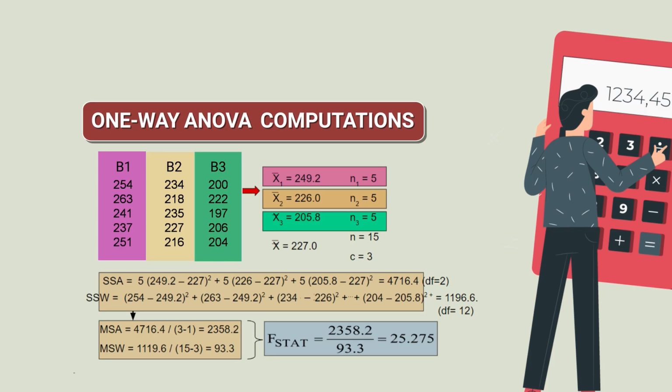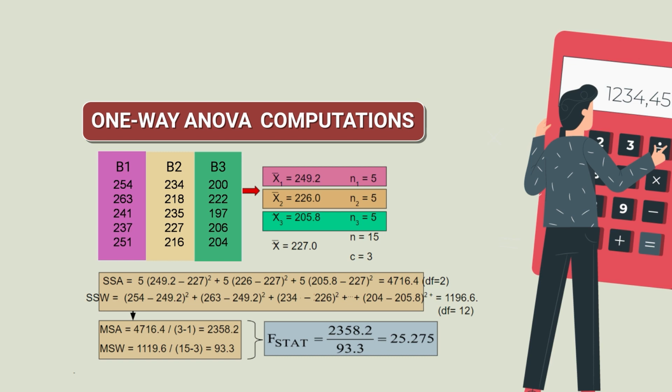So we will find out the variances between them. What is the overall mean of all these 3 values? That is 227. So we will find the difference between the first sample mean and the overall mean: 249.2 minus 227, then square the value and multiply by 4 because it is based on a total of 5. Then take the second sample.